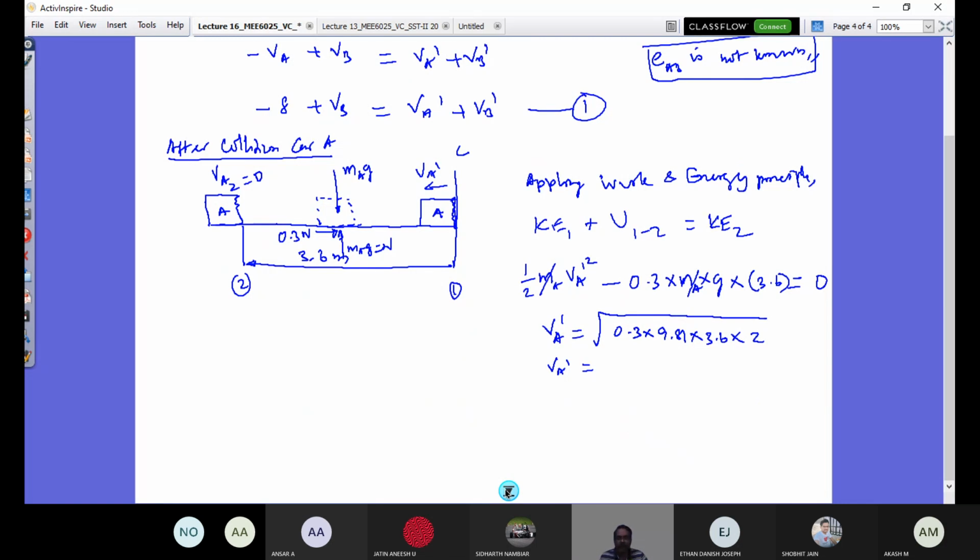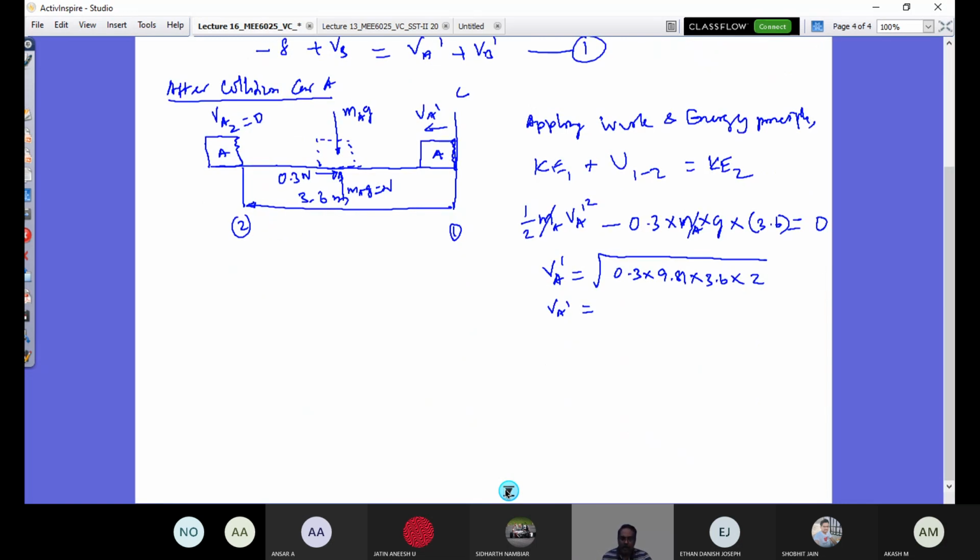What is that value I get? I would get under root of 2 into 0.3 into 9.81 into 3.6. So it is 4.603 meter per second. I get a positive value, so the direction is to the left. Right? So that's V_A dash after collision.